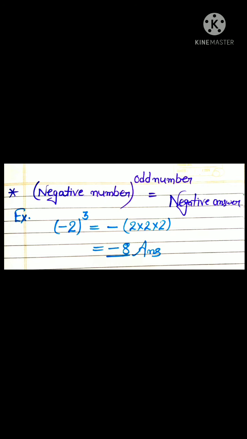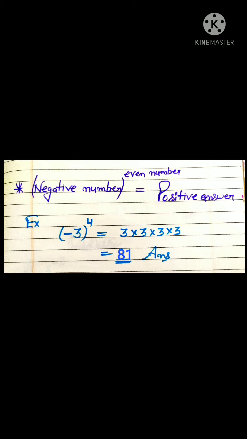Now next is, if a negative number is having even power, then its answer will be positive. Like as you are seeing the example, it is minus 3 to the power 4. So as its power 4 is an even number, that means its answer will be positive. That means here there is no need to write minus sign. So we will write this 3 up to 4 times as the power is 4. Like 3 into 3 into 3 into 3. When you will multiply this, you will get 3 3 9 and 3 3 9, 9 9 81.